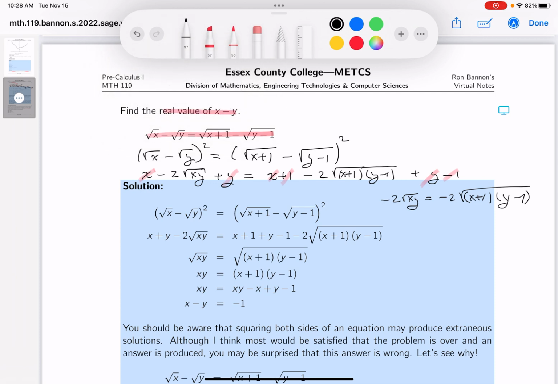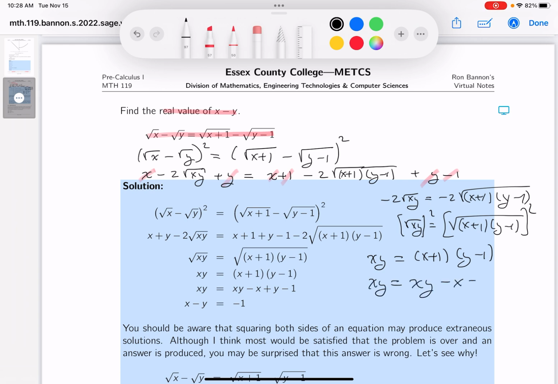Let's write that down. If you divide by minus 2, you get this, and you get this. And if I square both sides, you would get xy equals x plus 1 times y minus 1. Let's go through this. You get xy. On the right side, you get xy minus x plus y minus 1. Well, lo and behold, again, something nice happens. This disappears. Let's get it out to one side. You get x minus y equals minus 1.